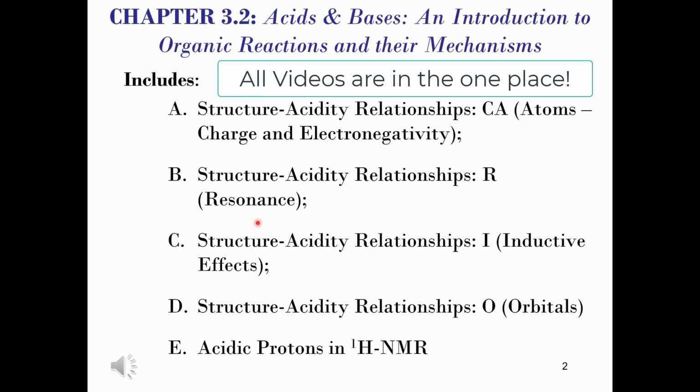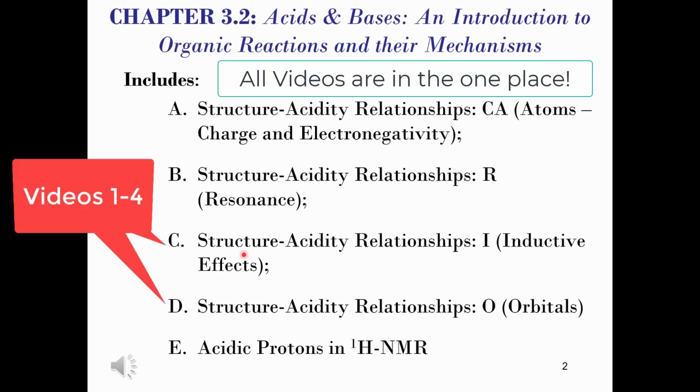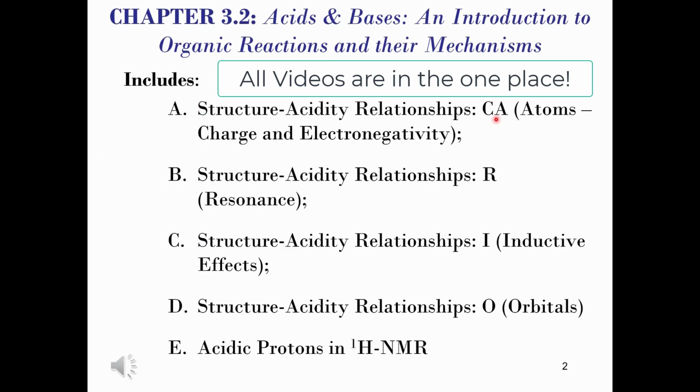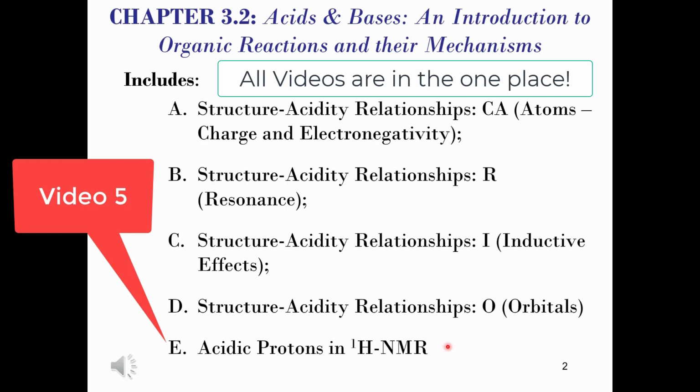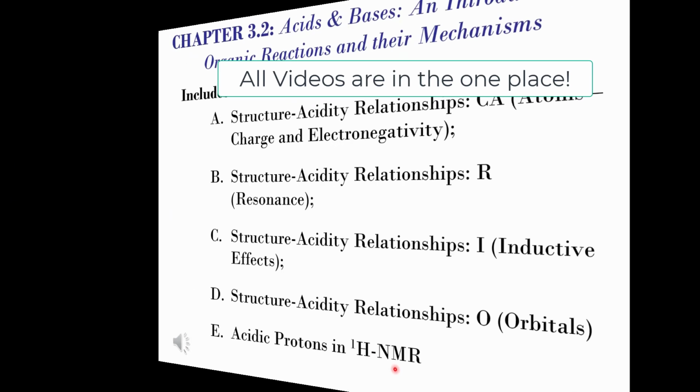This lecture will be delivered over 5 videos. The first 4 videos look at the different features of structure-acidity relationships in a hierarchical fashion, which can be used to rationalize the strength or weakness of an organic acid or base. These make up the acronym CARIO, C-A-R-I-O. The last video is a short video concerning acidic protons and their chemical shift in proton NMR spectroscopy.